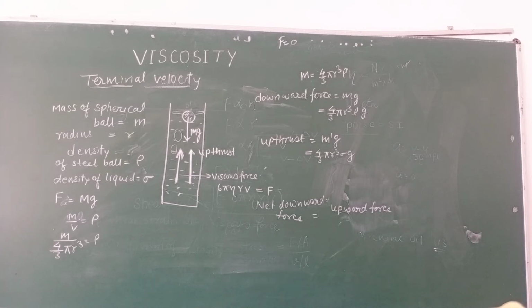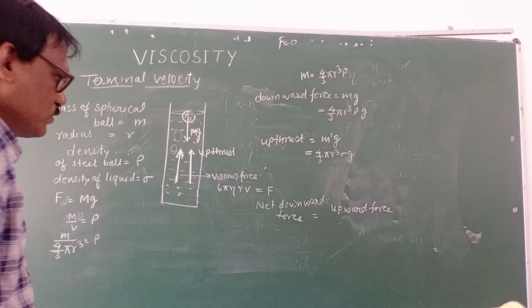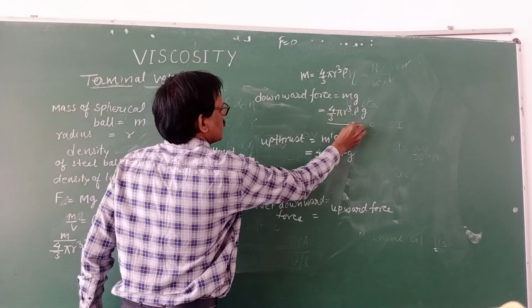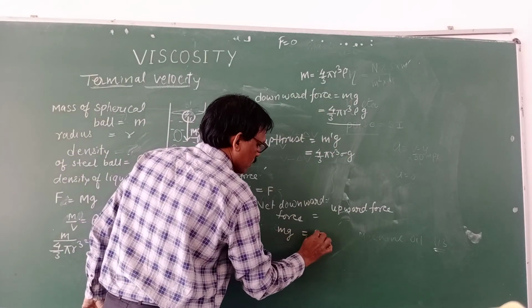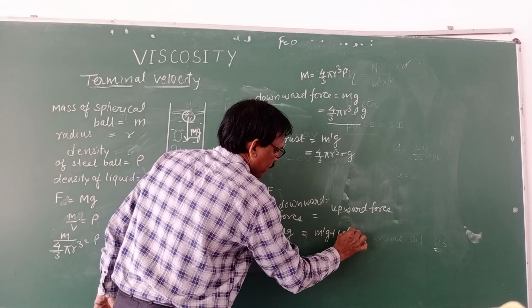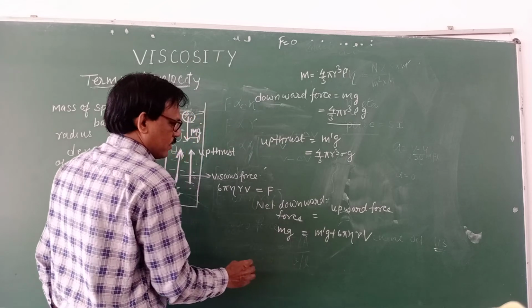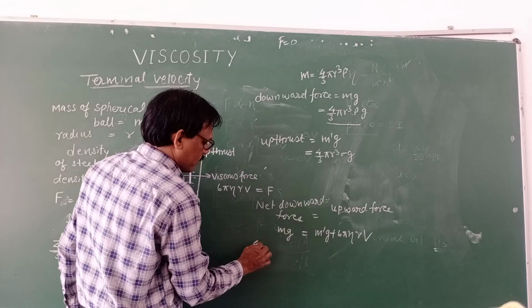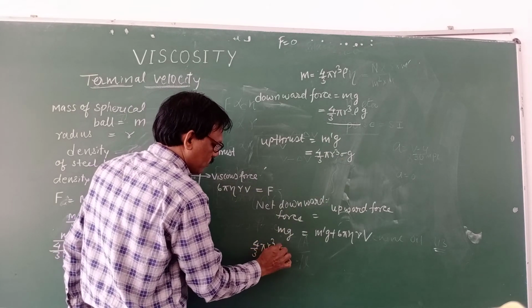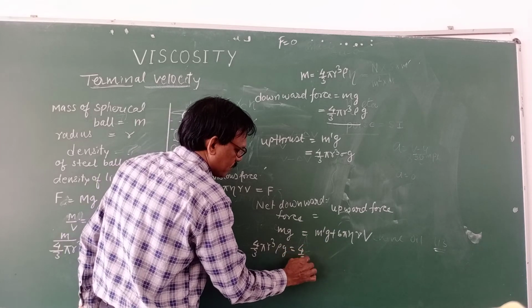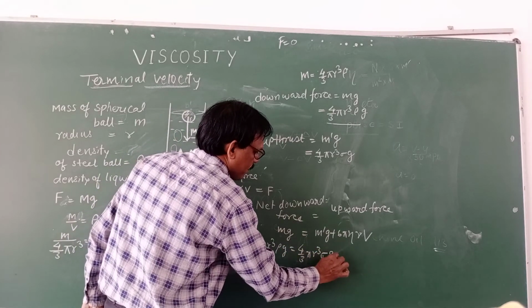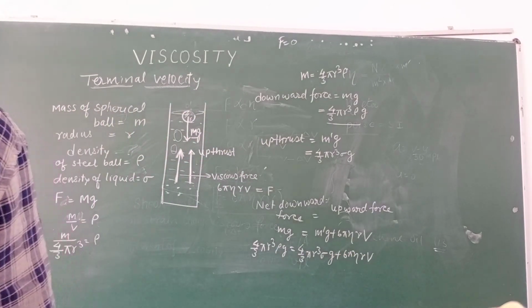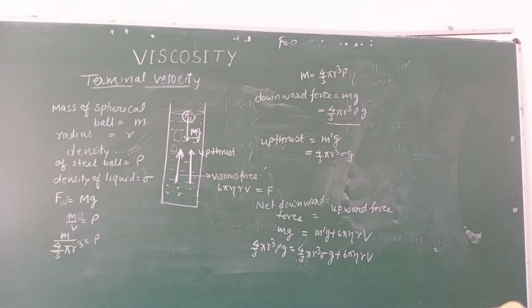Let us do some mathematical calculation for the terminal velocity. Because mg is here, and what did we write for mg? First of all we write mg. This is equal to upthrust m dash g plus 6 pi eta rv. And then we can write this m as 4 by 3 pi r cube rho and this m dash as sigma. So we can write 4 by 3 pi r cube rho g is equal to 4 by 3 pi r cube sigma g plus 6 pi eta rv.